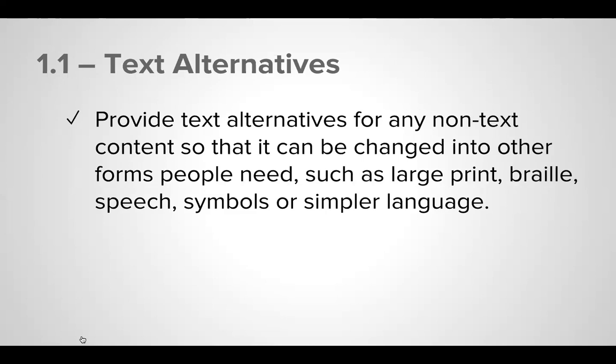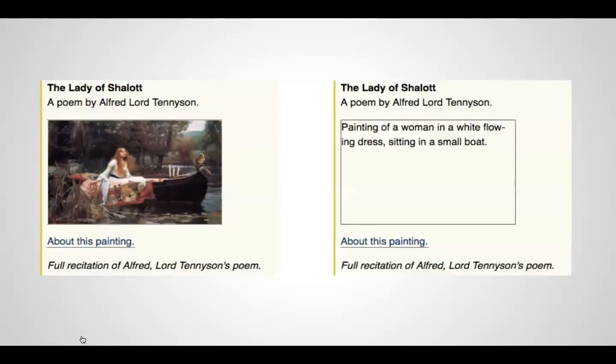So I'll give you some examples. If you have a photo of the Lady of Shalott, if somebody's blind, they can't really get the meaning of this. So alt text is the text that would be read in the event that the image didn't show. You can actually have your browser turn off images and it'll replace all the images with alternative text. So in this case, the alternative text says, painting of a woman in a white flowing dress sitting on a small boat. So it's pretty cool. It allows somebody, if they couldn't see, to have a better idea of what's going on.